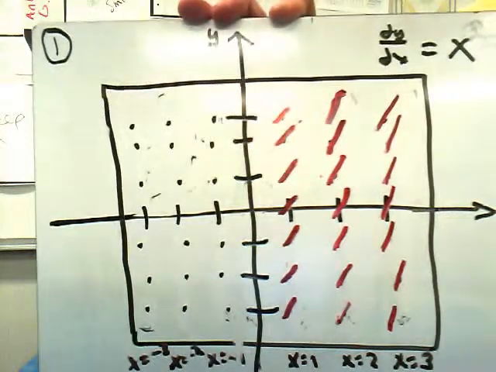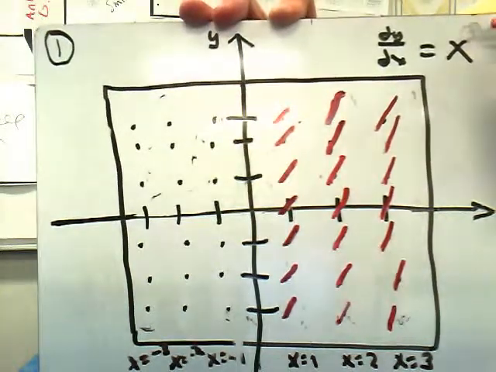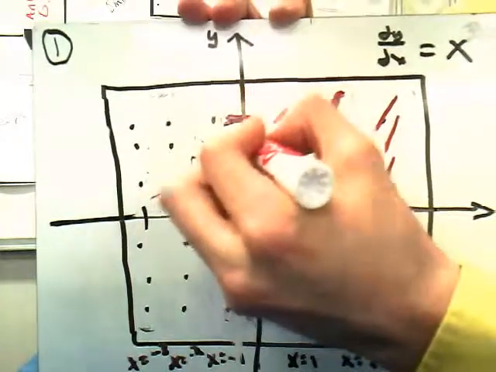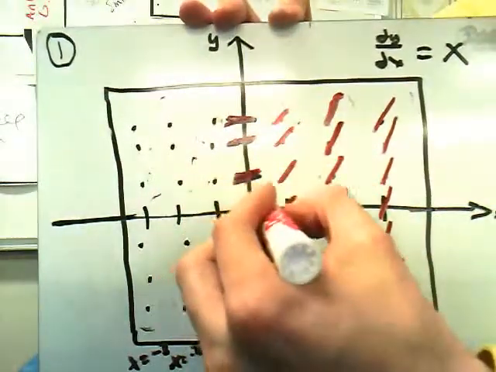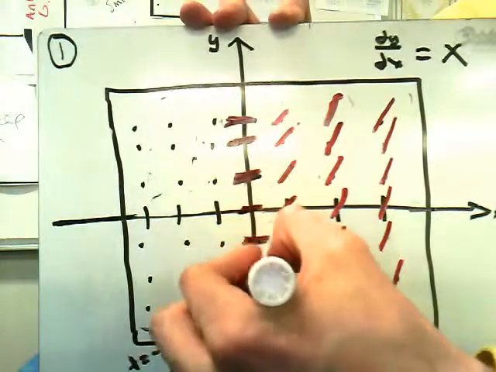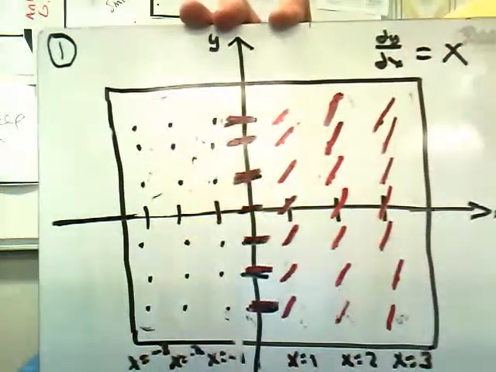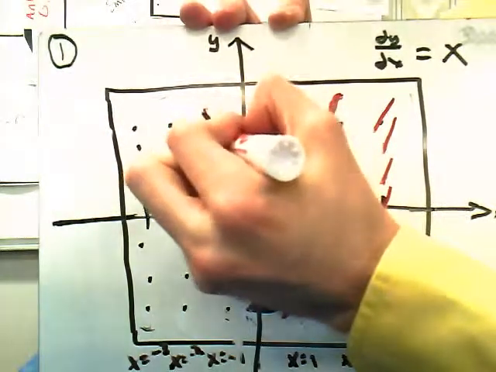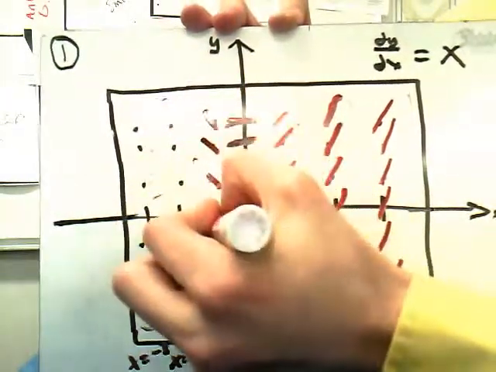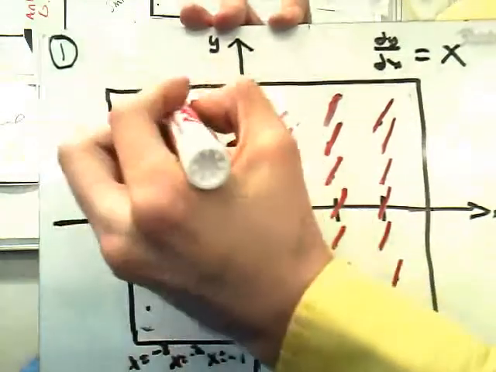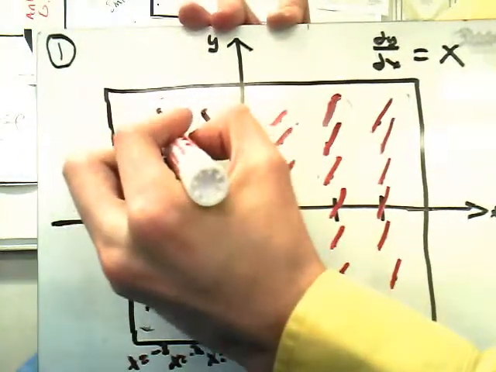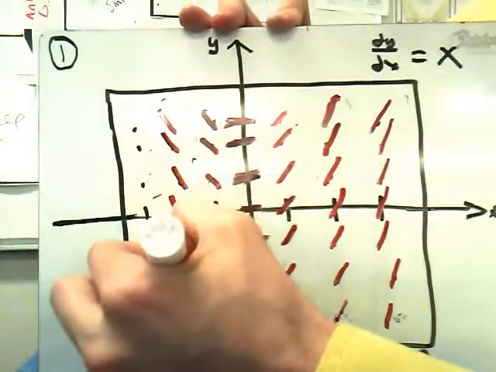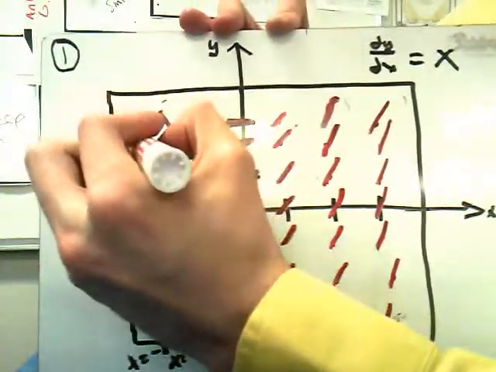If you notice, at x is equal to 0, our slope is going to be 0, so we just need to draw horizontal lines all along the vertical line x is equal to 0. x is equal to -1 produces slopes of -1, and steeper as we go along, steeper in a negative direction with our slopes as we go on to the left side of the axis.